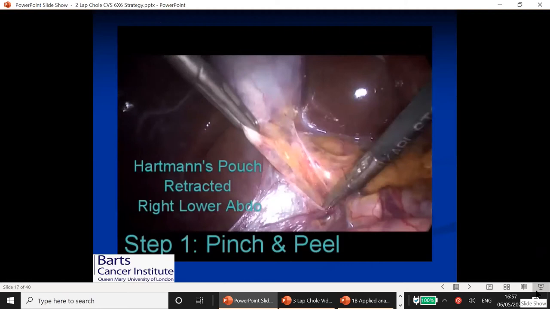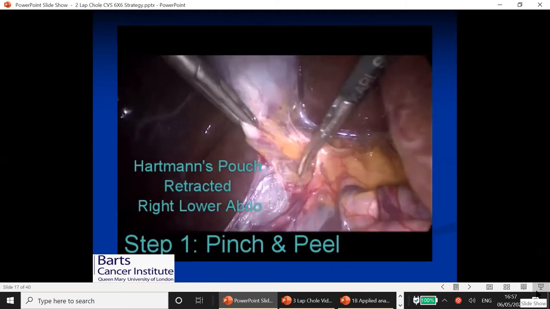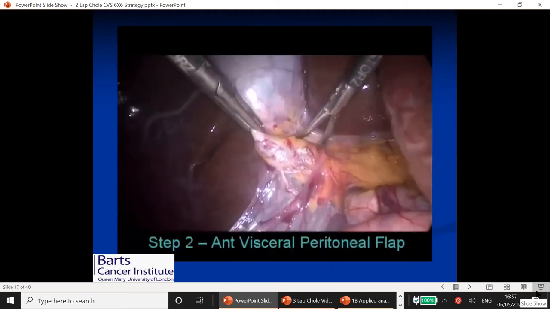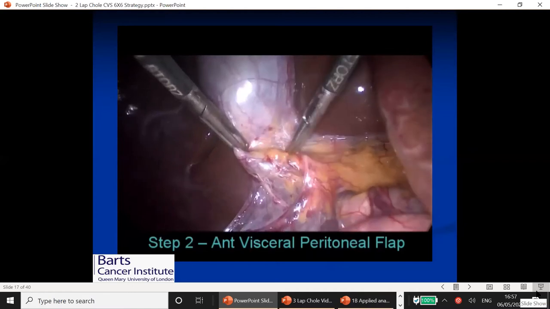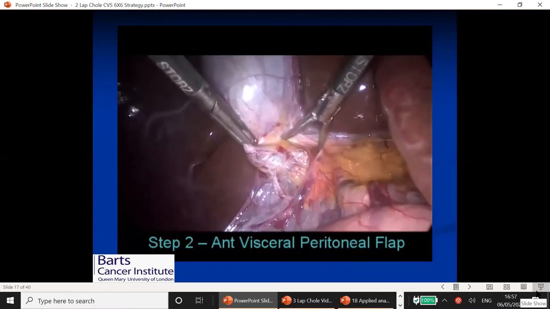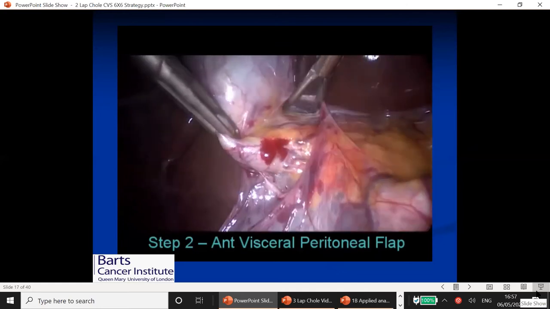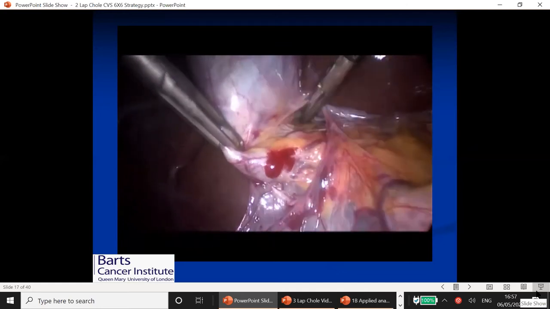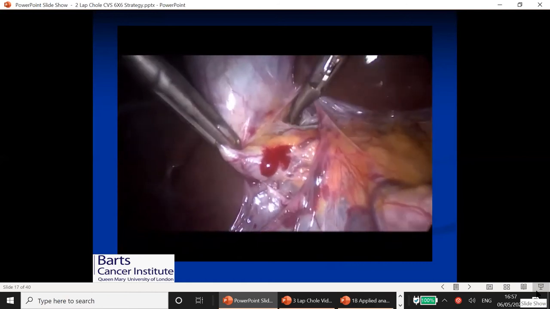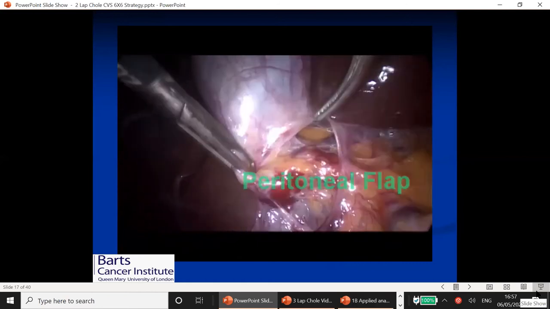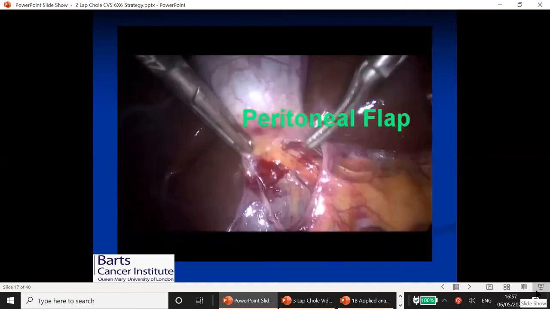So that's the first step, where we are simply doing blunt dissection in the calyx triangle. Avoid using monopolar diathermy because heat conducted from monopolar diathermy can cause ischemic damage and injury to the common bile duct, up to a centimeter depending on the power setting and the duration.